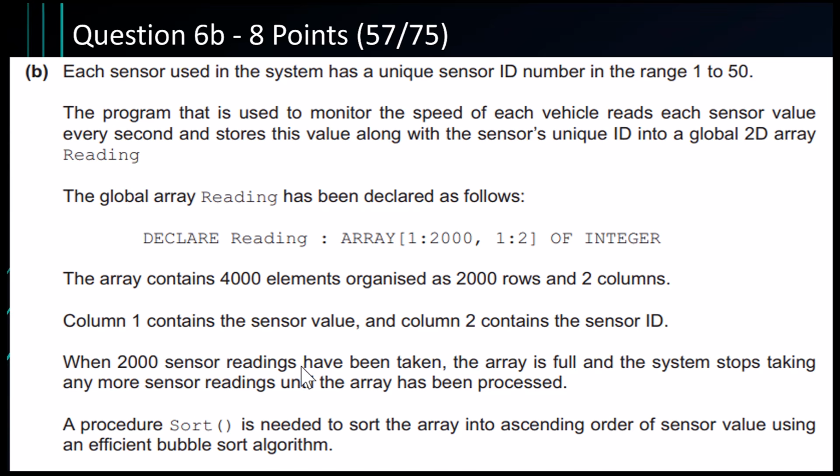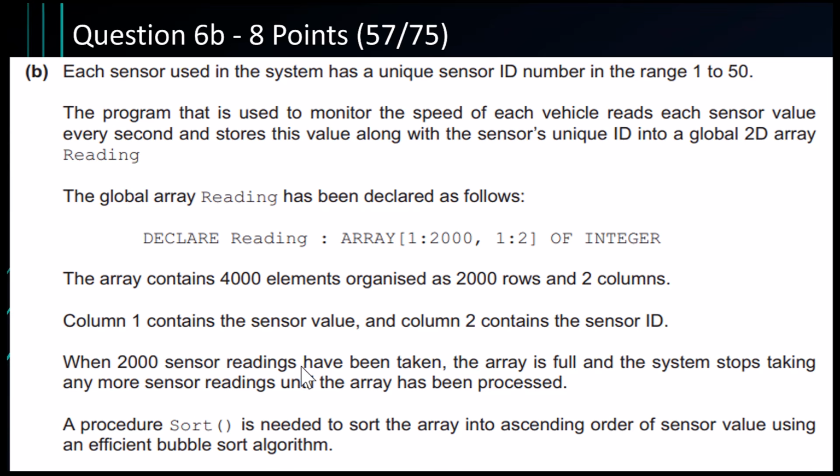So think of a giant table that you would do in your AS or A-level bio exam. You have so many rows, you also have columns. That is what a 2D array is. Column 1 contains the sensor value, column 2, the sensor ID. When 2,000 sensor readings have been taken, the array is full. The system stops taking any more sensor readings until the array has been processed.